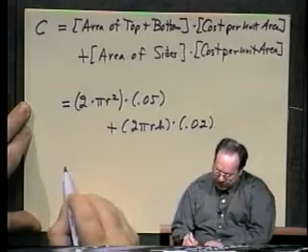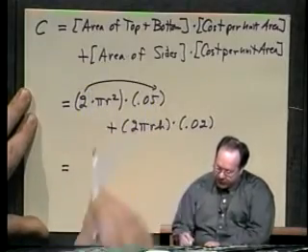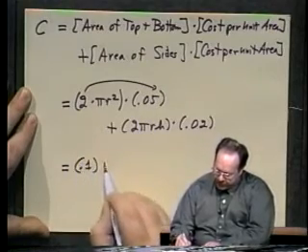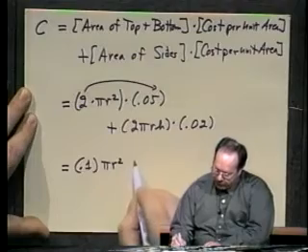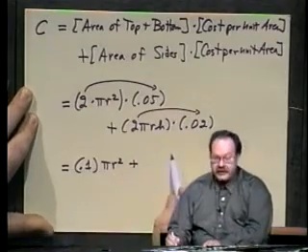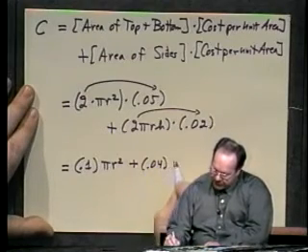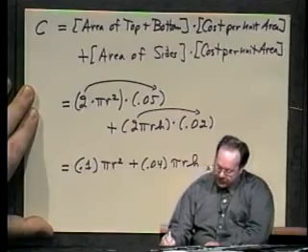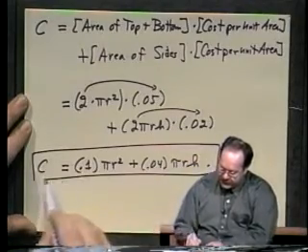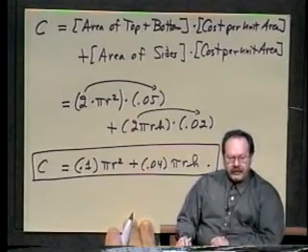So if I multiply things out a little bit further, I have the 2 times 0.05. Now that gives me 0.1 times pi r squared, plus, and here I've got 2 times 0.02, so that's 0.04. So that's 0.04 times pi r h. So if I bring the c back down, I can now box this in and say, yes, I have the cost function. Now there's only one problem with this.